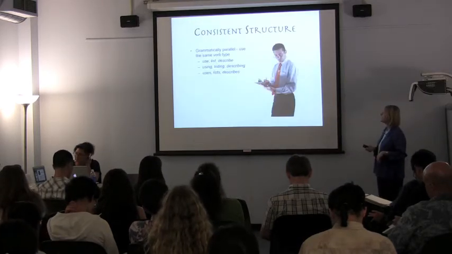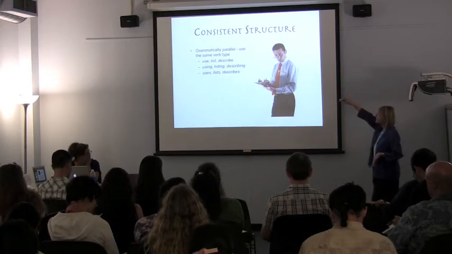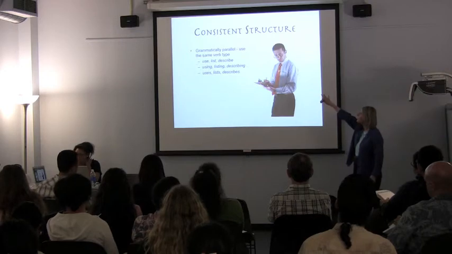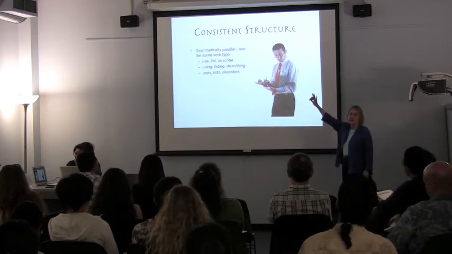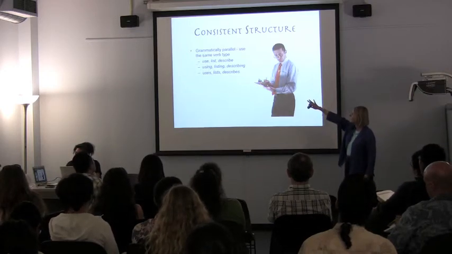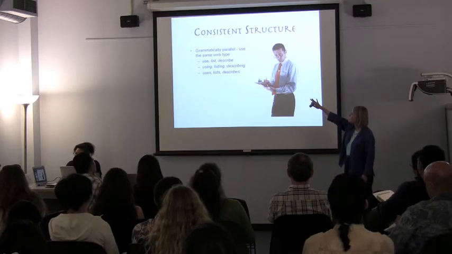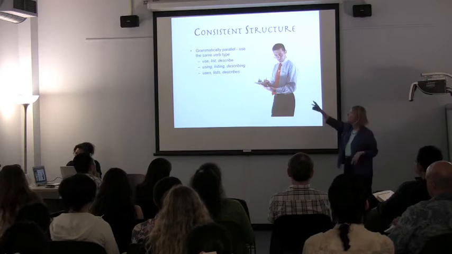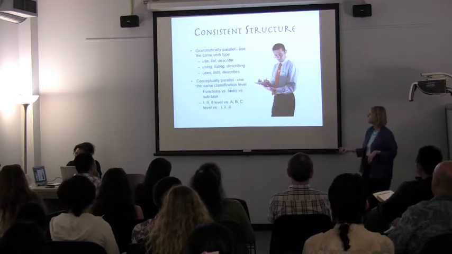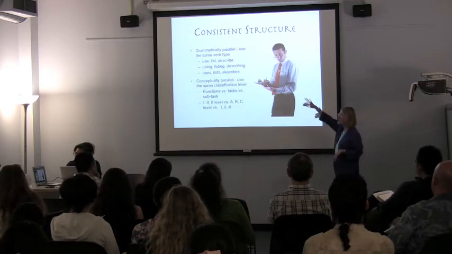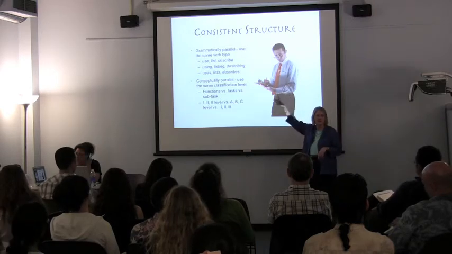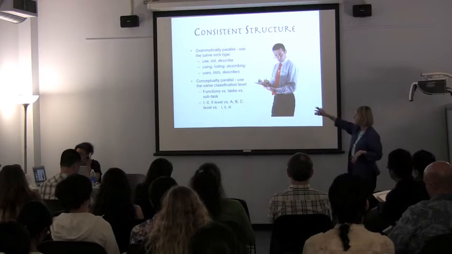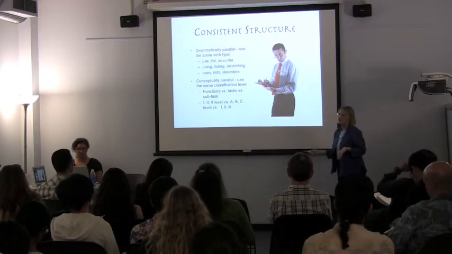Okay, also use consistent structure. If you don't know what this means, you may want to go look it up, but try to be grammatically parallel. In other words, you use the same verb type. So, don't mix them up, like use, listing, and describes. Don't mix those up. So when you're doing those job descriptions, keep it the same. Okay. Also, you want to be conceptually parallel, and this is particularly important when you're choosing your subtitles. So making sure that you are in the same classification level.